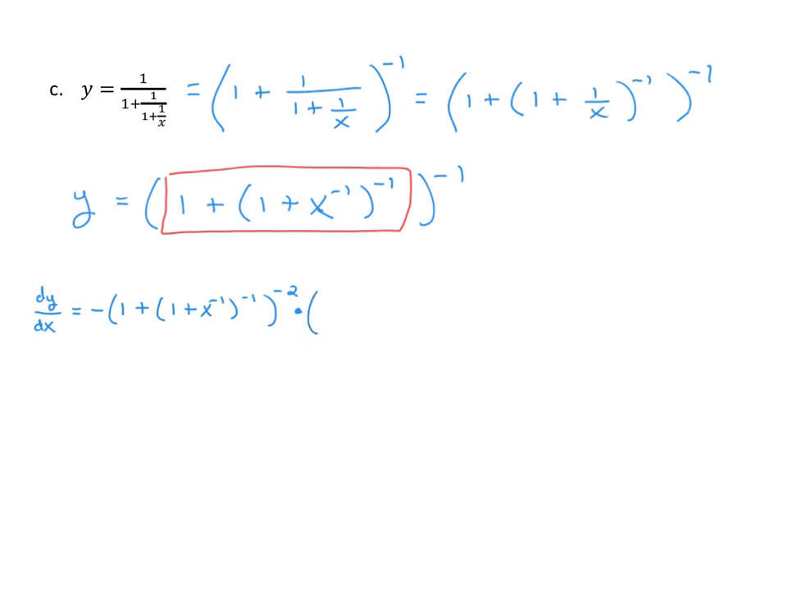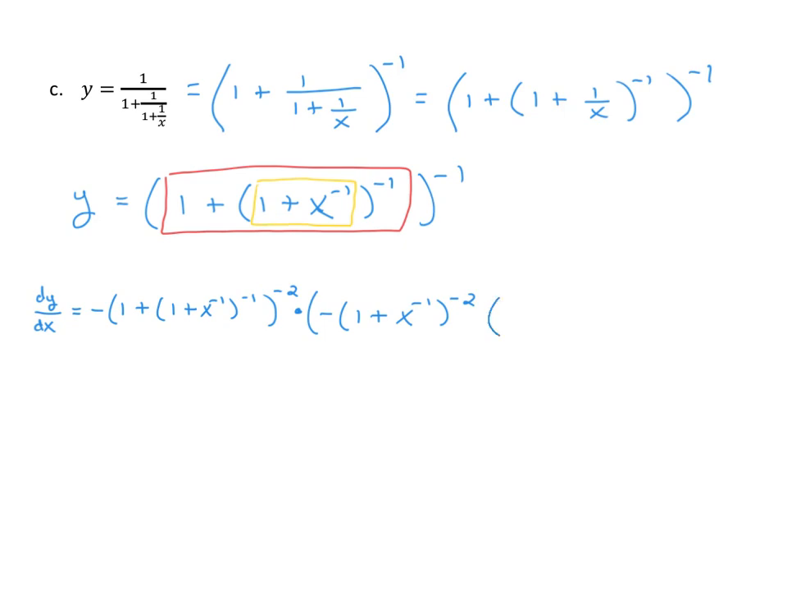So open up some parentheses. Taking the derivative of this thing, I'll bring the negative down front. So I get, just put negative, then we get 1 plus x to the negative 1, that whole thing to the negative 2. But again, we have this other composition, so I'm going to multiply this piece that I got here by the derivative of this thing. The 1 goes to 0.